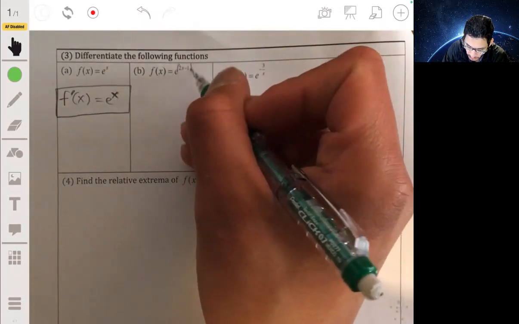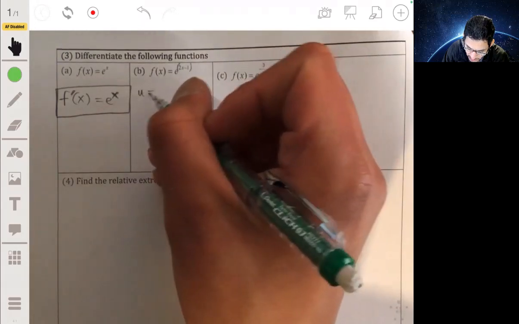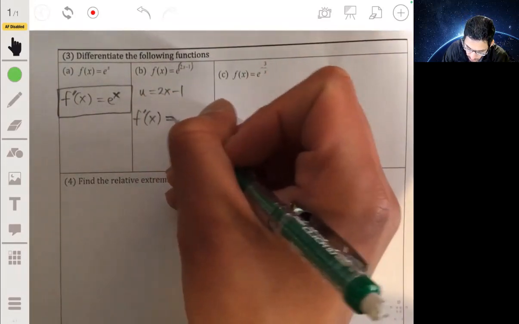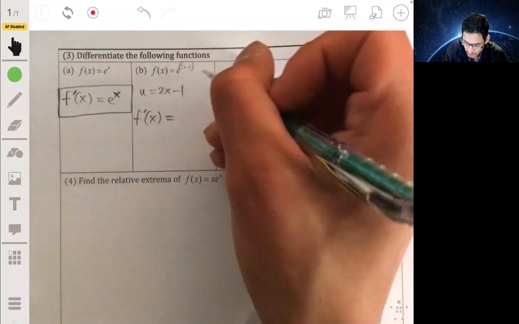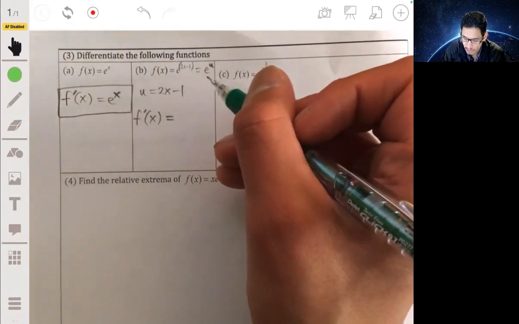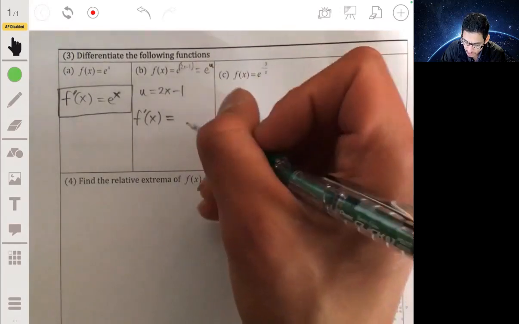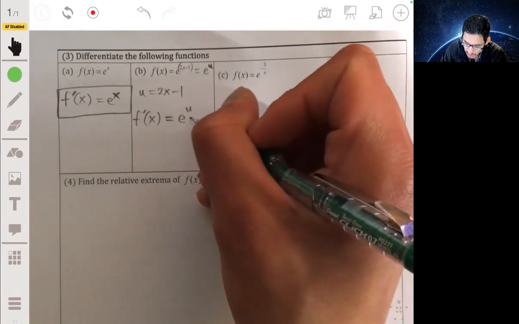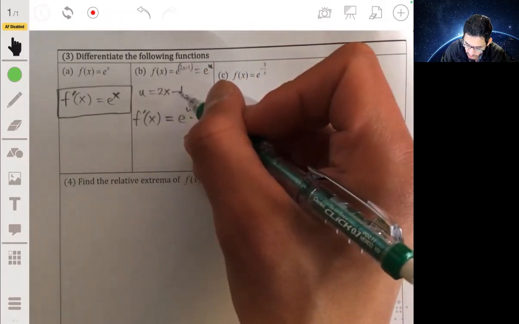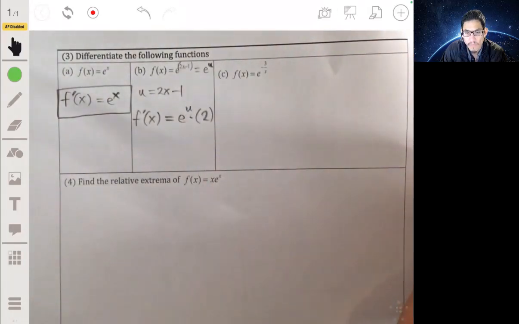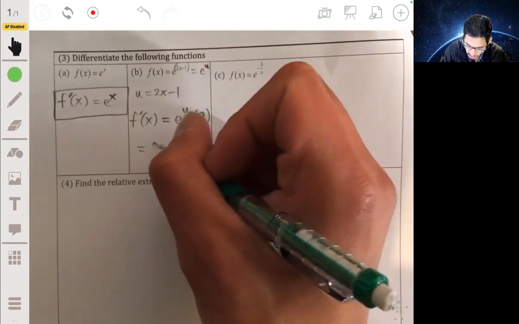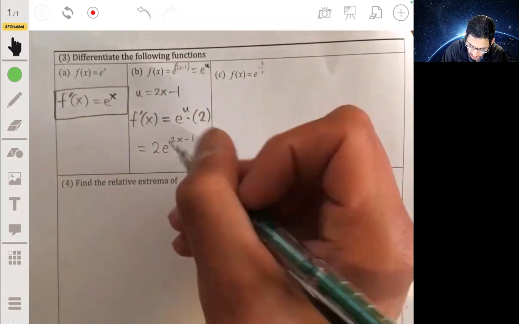Here we have a composite function. So we have a u, let's say 2x minus 1. So then what would f prime of x be? Let's rewrite this as e to the u. Well, all you got to do is you always keep this in your answer. So it'll be e to the u times the derivative of u with respect to x, so times du dx. Just take the derivative of the 2x minus 1, which is just 2. So this is literally just going to be equal to e to the 2x minus 1 times 2. And we'll just put the 2 in front because that's how we like it. And that's it.